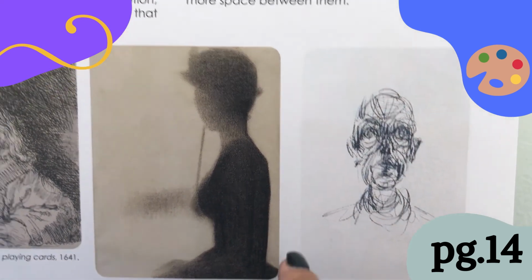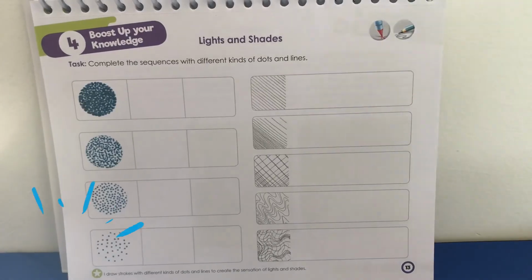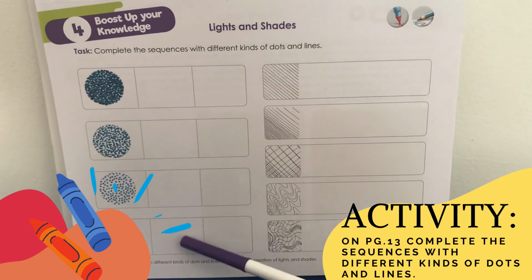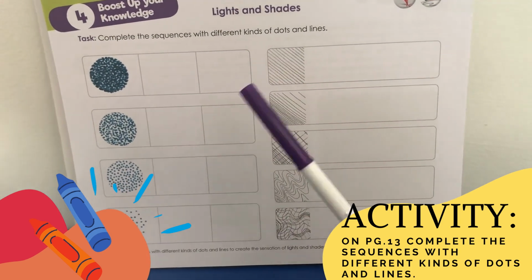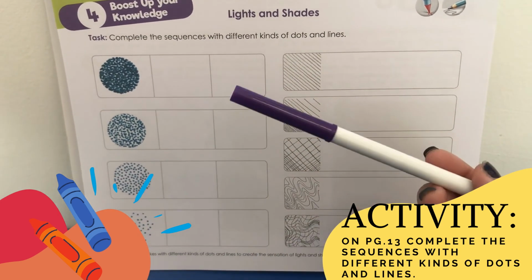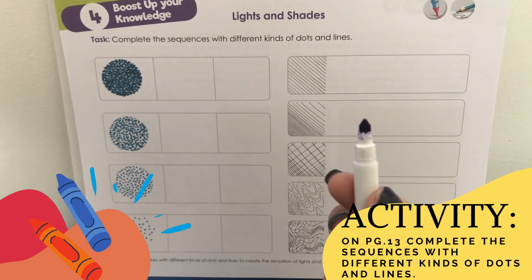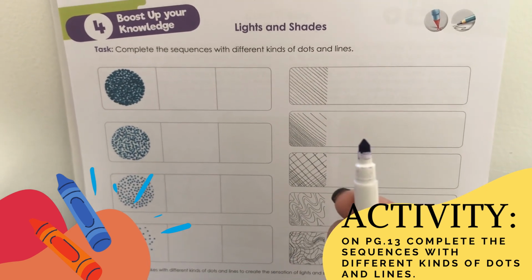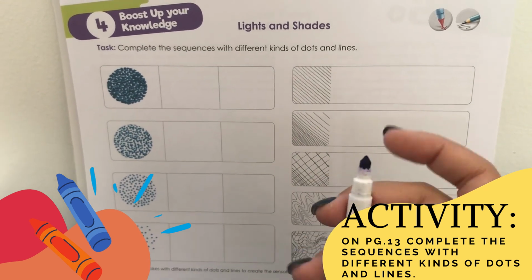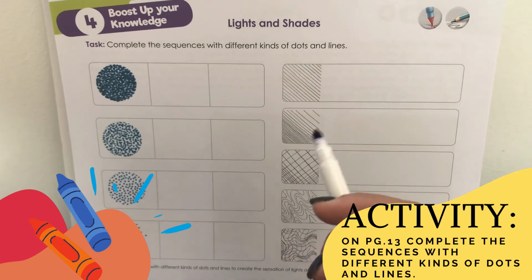So, this is something that we're going to do today. On page 13, you're going to complete the sequences with different kinds of dots and lines. For this part, you can use markers, different colors, but they need to be something like this. If they have a big point in here, you cannot use them. So instead you can use colors.